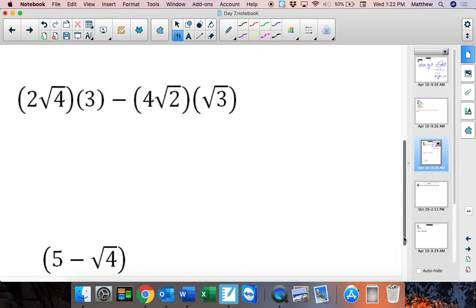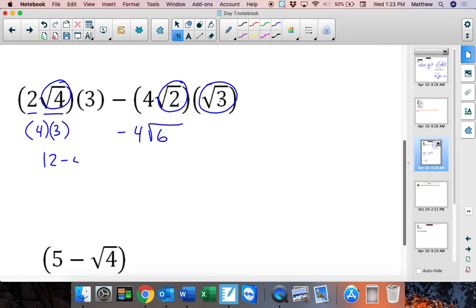Looking at our second example here, I noticed right away root 4 can be simplified, so do it. Square root of 4 is 2. So 2 times 2, this becomes 4 times 3, which is 12. So that's simplified. Over here, already simplified. So I just have negative 4 times root, inside number times inside number is 6. So I have 12 minus 4 root 6, and that's done. This is a coefficient with no radical. This is a coefficient with a radical that's simplified, and so I can't combine them.